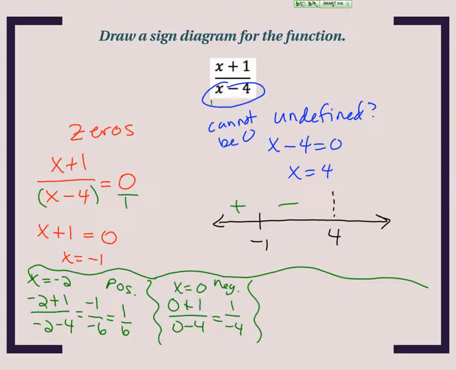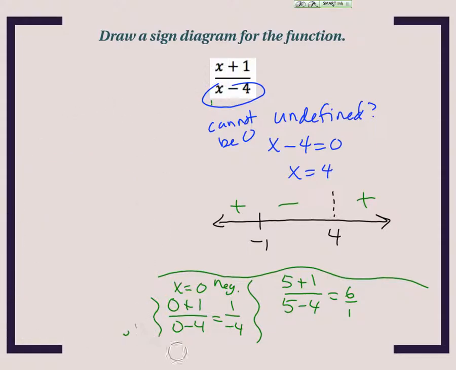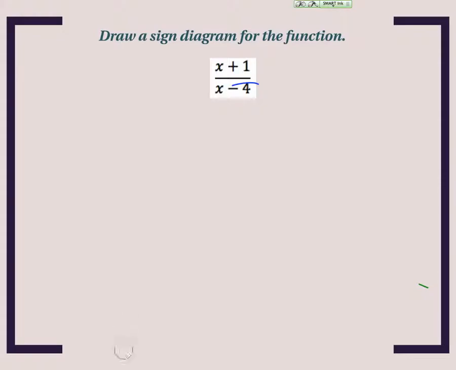And then here, I can pick something. So I can pick 5, I can pick 10, I can pick 100. Let's just go with 5. So 5 plus 1 over 5 minus 4. 6 over 1, which is positive. So that will give me that plus sign there. Any questions or concerns? All right, let me just have one last example like this, just so you guys can feel pretty good going into your assignment.